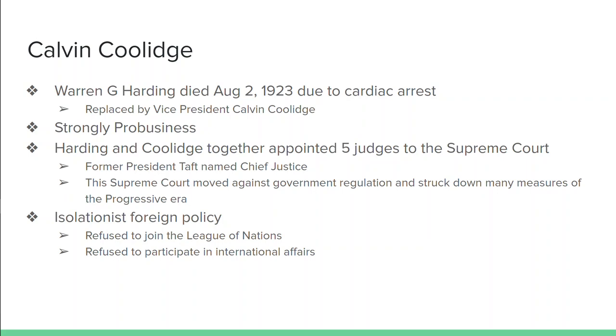Now, Calvin Coolidge specifically, he raises tariff rates to an all-time high. He pushes these big tax breaks, especially for businesses and upper class incomes. Government does not help farmers. Government does not help flood victims in the Mississippi River Delta. And foreign policy, completely isolationist. The United States does not join the League of Nations. The United States does not participate in international affairs at all.